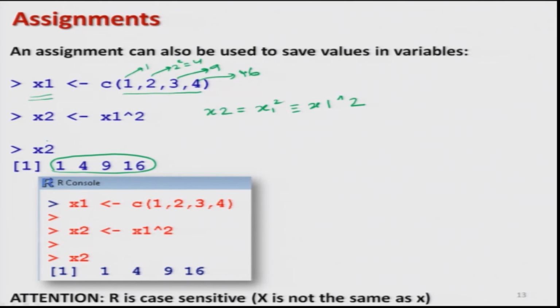So, the moral of the story is this: I can use this assignment over a scalar quantity having only one value, as well as over a vector quantity having more than one value. And here you can see the screenshot of the same operation being done in R. And you have to keep in mind, as I told you earlier, that R is case sensitive, meaning capital X and small x are different, they are not the same. So, you have to keep that in mind.